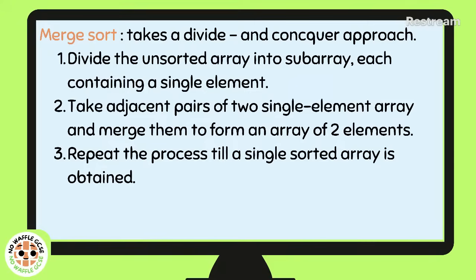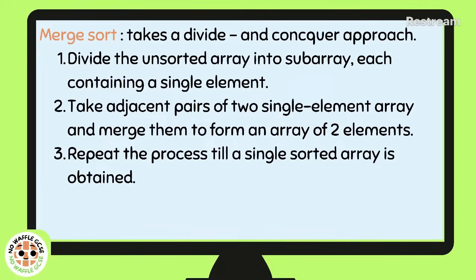So what you do is you divide the unsorted array, or all of the values, into sub-arrays, so smaller lists, each containing a single element. So you keep dividing them until they get to one value, and then into loads of individual values. We'll see an example soon.